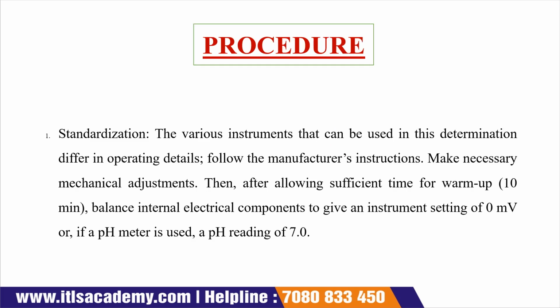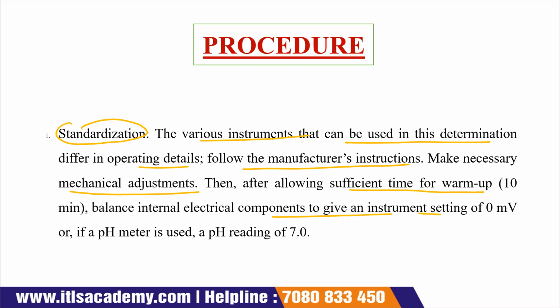Procedure. The first step is standardization. The various instruments that can be used in this determination differ in operating detail. So you have to follow the manufacturer's instructions, make the necessary mechanical adjustments, then allow sufficient time for warm up, that is, at least 10 minutes. Then balance the internal electrical component so that it gives an instrument setting of 0 millivolt. Or if a pH meter is used, then the pH range should be around 7.